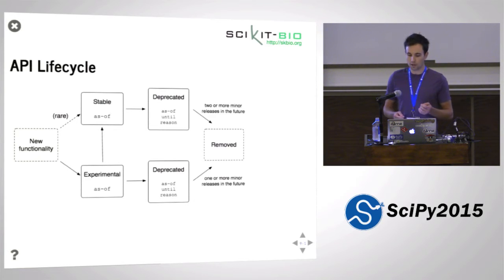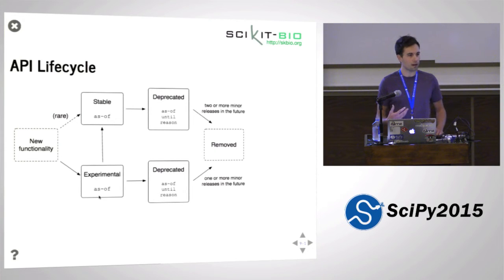So when new functionality goes into Scikit-Bio, it's typically going to enter an experimental state for a number of releases until it's been vetted and it's been used and proven to have a reasonable API that fits into the rest of the Scikit-Bio ecosystem. From there, we would transition that API to stable, and ideally that API would stay in Scikit-Bio for the indefinite future.